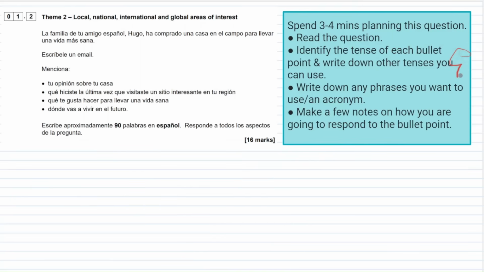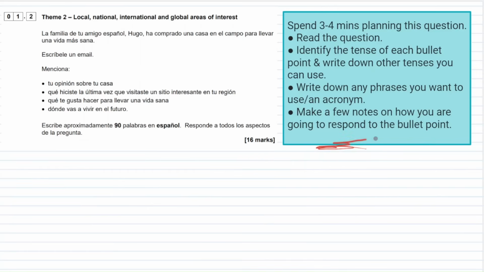This will help you see where you can add extra tenses, because of course you are marked on your variety of tenses, so aim to have at least 4 different tenses. Then you can write down any spicy phrases or idioms you want to use. I would memorize an acronym of some phrases, so the first letter of each phrase makes a word, and then tick off each phrase as I used it.